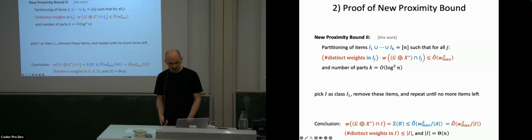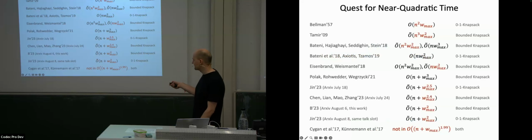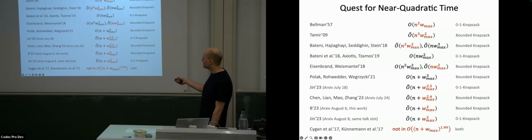But anyways. All right, that was the proof overview that shows roughly how one can end up at n plus W max squared.